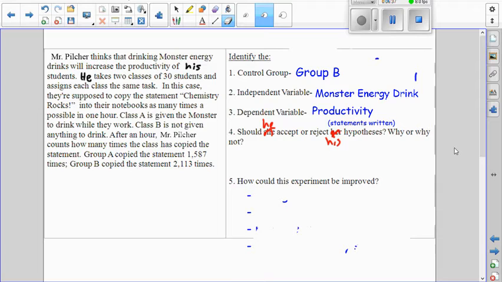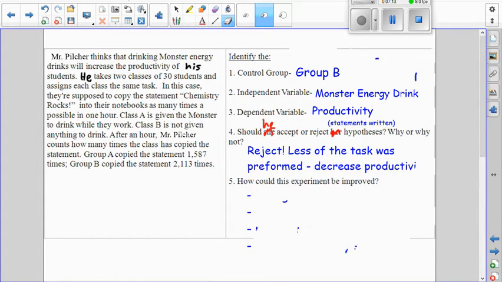Now, should I accept this hypothesis or not, that Monster Energy drinks help productivity? I see your head shake no. Why is that? I like that you're specifically pointing to the data. Okay, Group B wrote more, and they didn't have a Monster, so that actually disproves your hypothesis. So you should definitely reject it because less of the task was done. Productivity was decreased when you had a Monster.